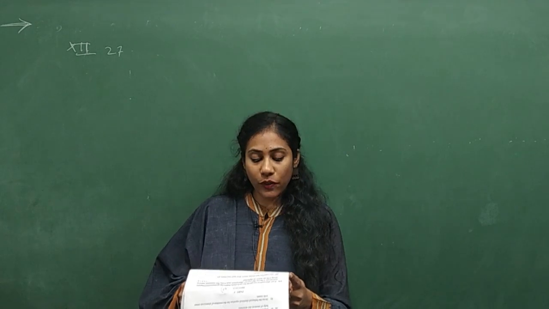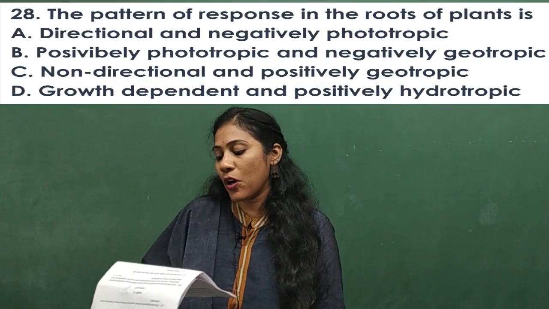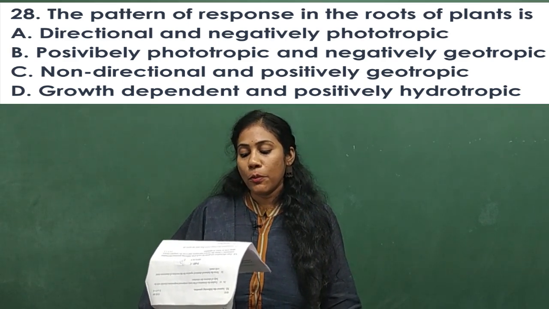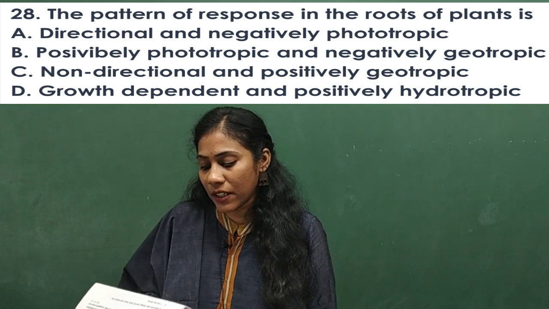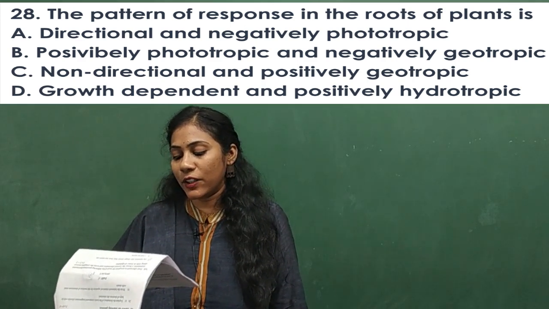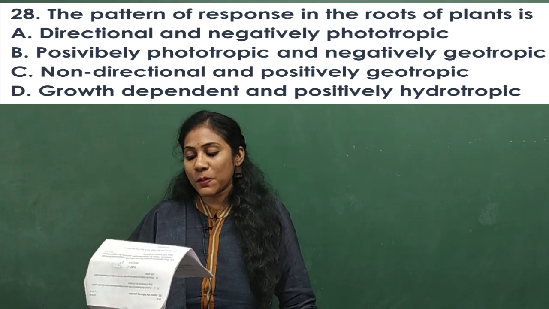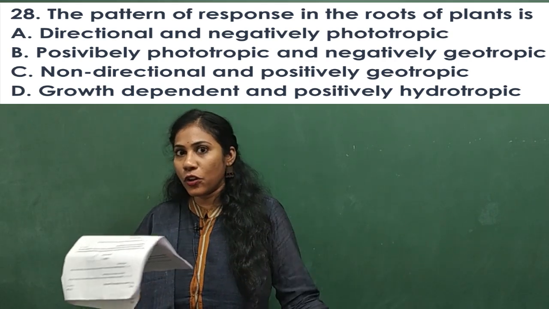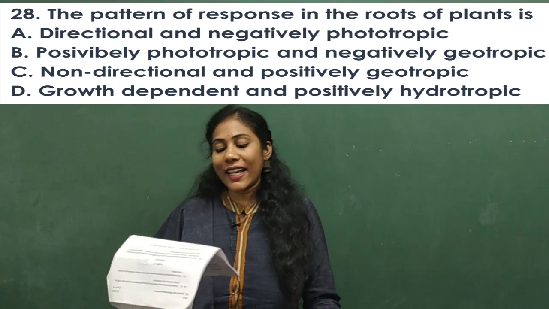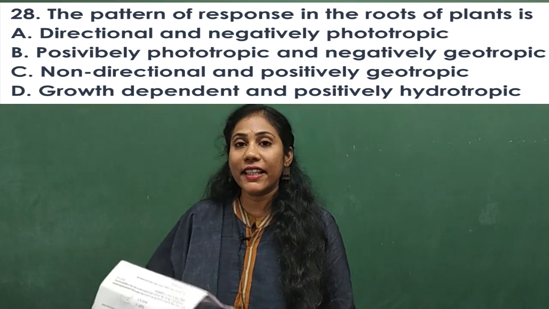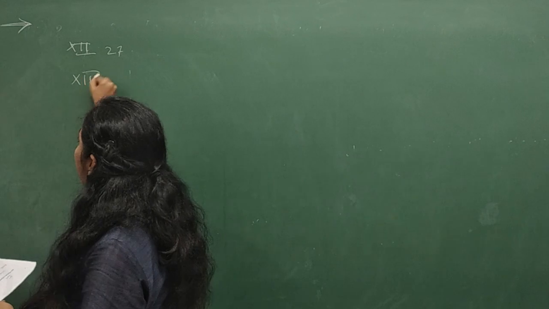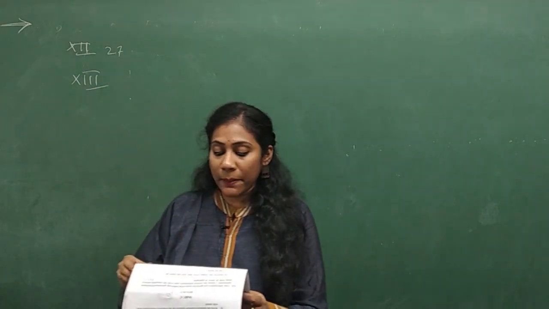Okay. 28th question. The pattern of response in the roots of plant is directional and negatively phototropic, positively phototropic and negatively geotropic, non-directional and positively geotropic, growth dependent and positively hydrotropic. See, the pattern of response in the root. It grows in a certain direction and definitely it is negatively phototropic. Yes or no? So it can be option A, directional and negatively phototropic. And coming to the next main, that is the 13th main. So it is a 1 mark question. 2 1 mark questions are there.